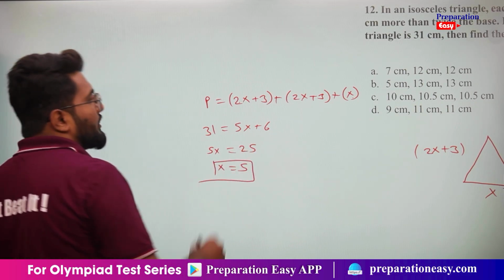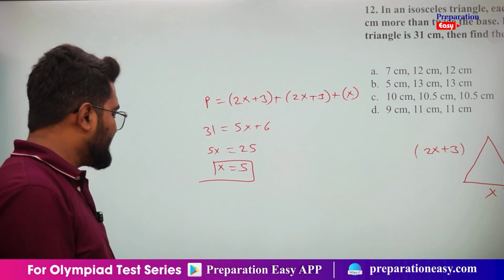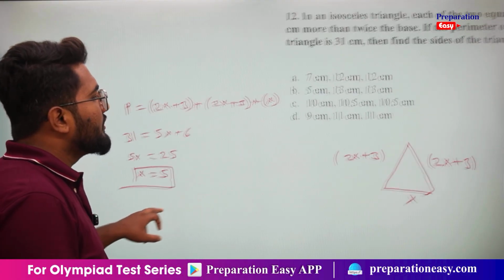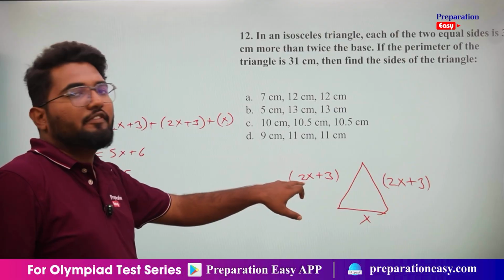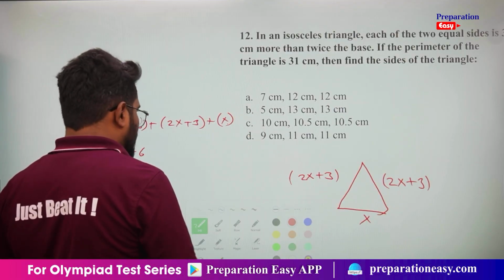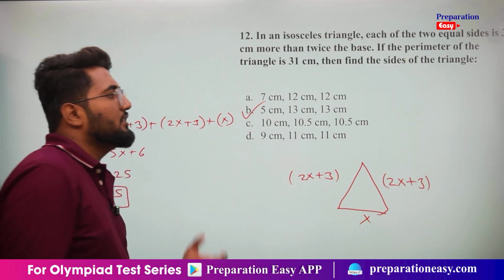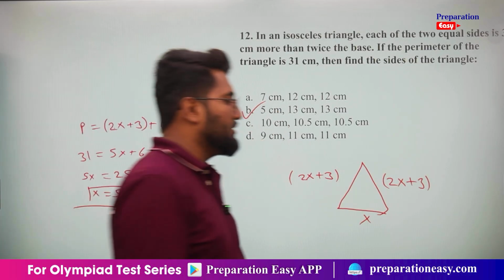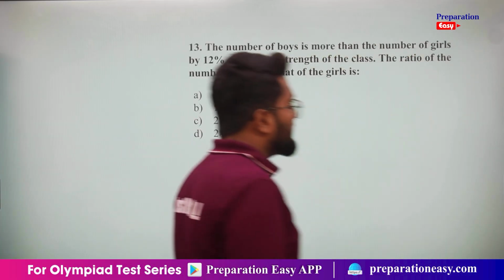Okay, now we got the value of x. x is 5. Then what will be the two sides? 2 into 5 plus 3. 2 fives are 10 plus 3, 13. 13 and 13. So our correct answer will be 5 centimeter, 13 centimeter and 13 centimeter. Okay, let's move towards the next question.